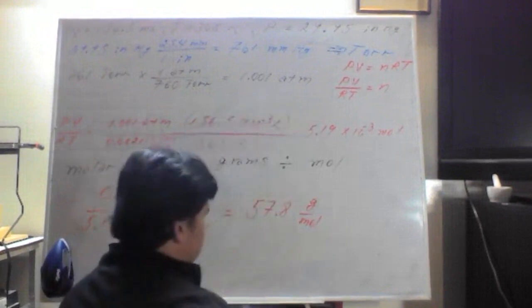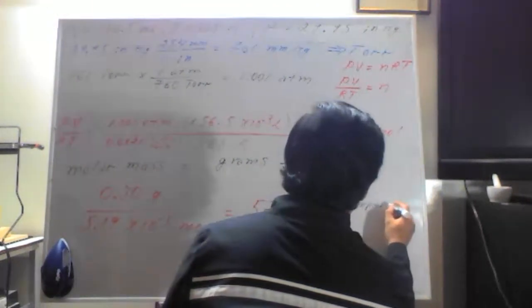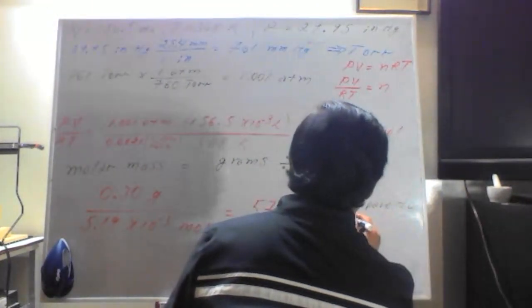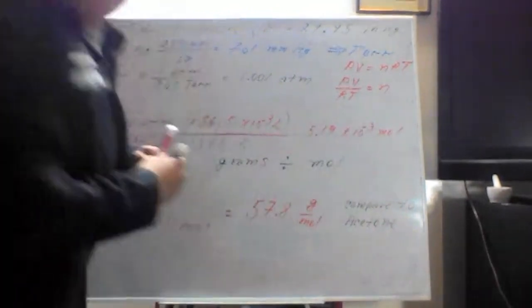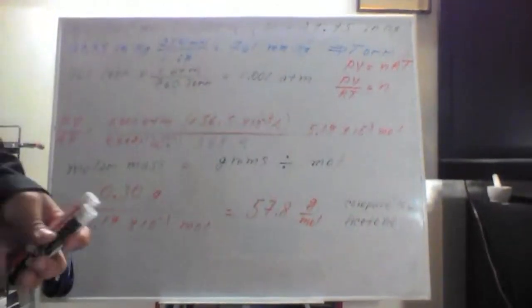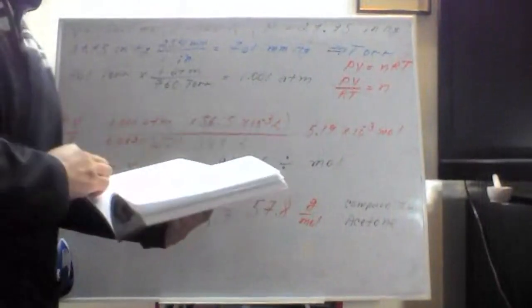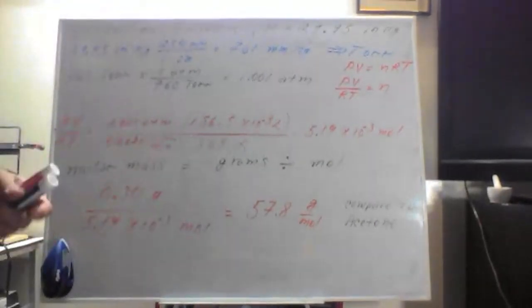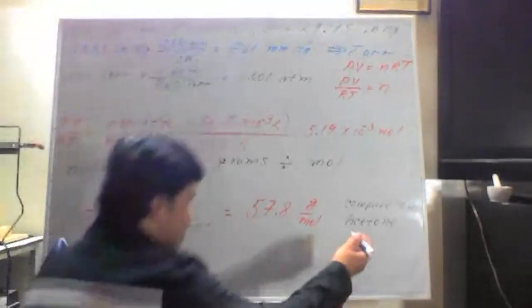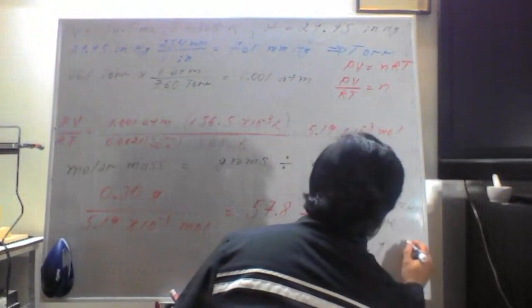And then a little note, compare to acetone. Let me check to see if I have the molar mass of acetone, just to make sure. 57.9, almost, it's not that accurate, but okay. So we got like a 57.9, that would be exact.